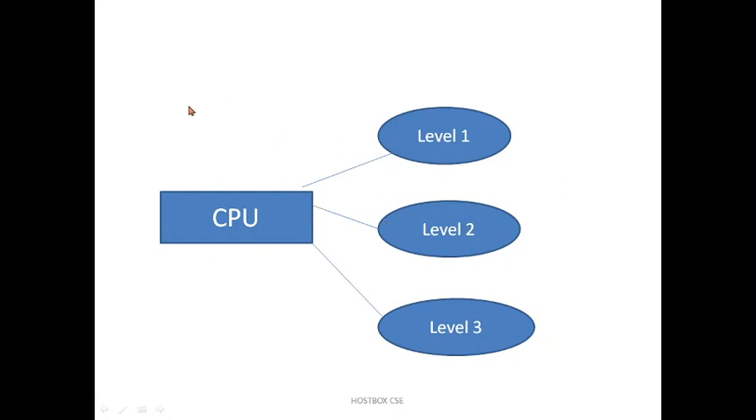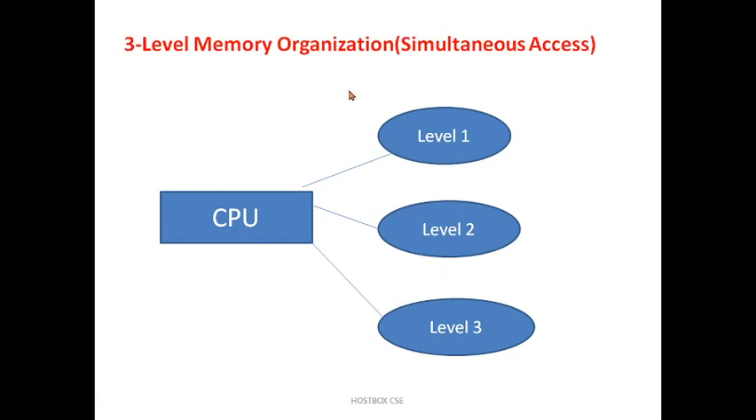You have to remember what the hit ratio is. Hit ratio is equal to the number of hits divided by the number of attempts, and miss ratio is equal to the number of misses divided by the number of attempts. You can remember that. Let's go for an example here: the three-level memory organization with simultaneous access, and also the hierarchical method.